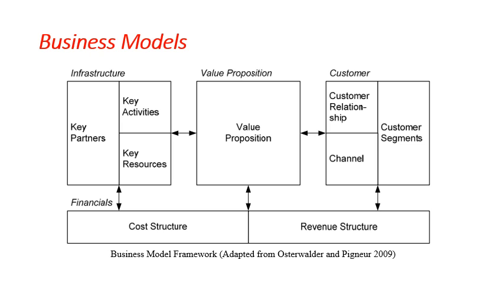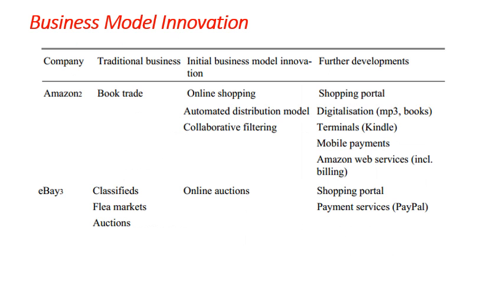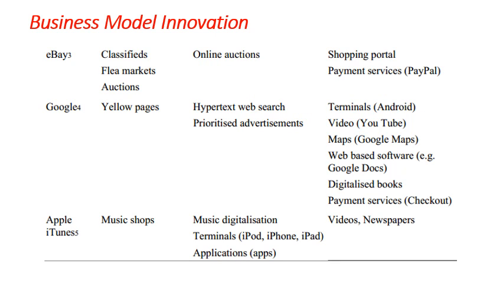So these are the four major groups of the business model: infrastructure, value proposition, customers, and financial. Here, various companies have offered business model innovation. They have created innovation. For example, Amazon made book trade available through online shopping. There are various shopping portals, and they have developed a way of delivering the books. And eBay created online classified flea market auctions, which can be made using the eBay site. Others include Google, Yellow Pages, Apple, and iTunes.